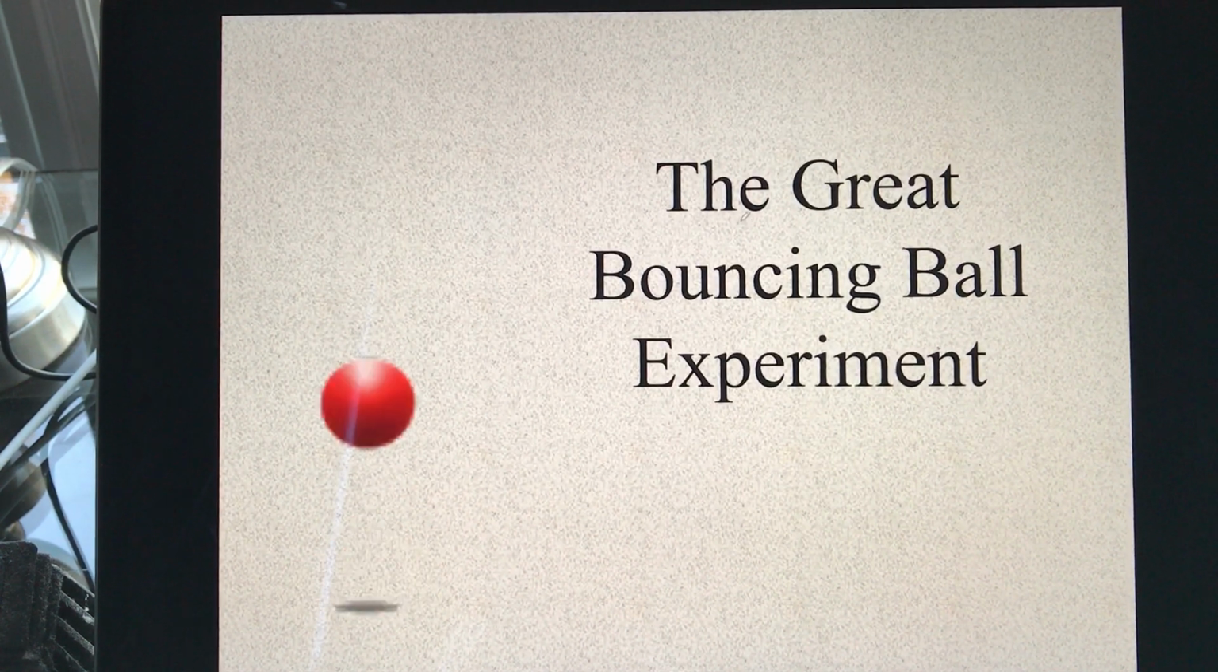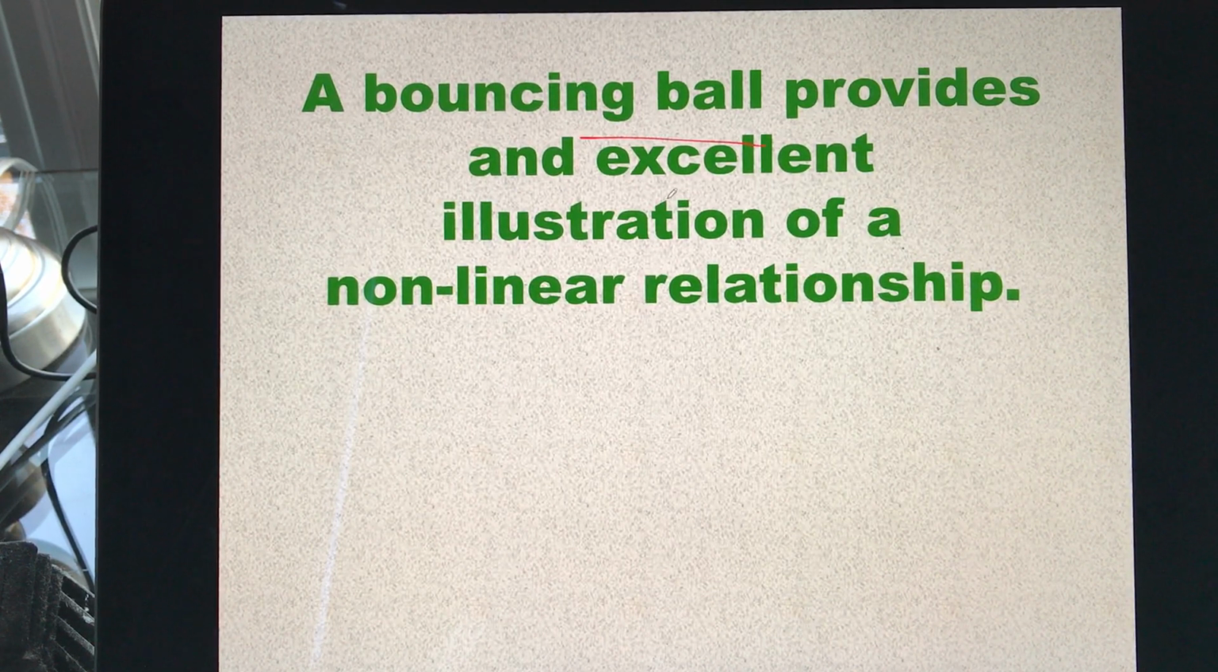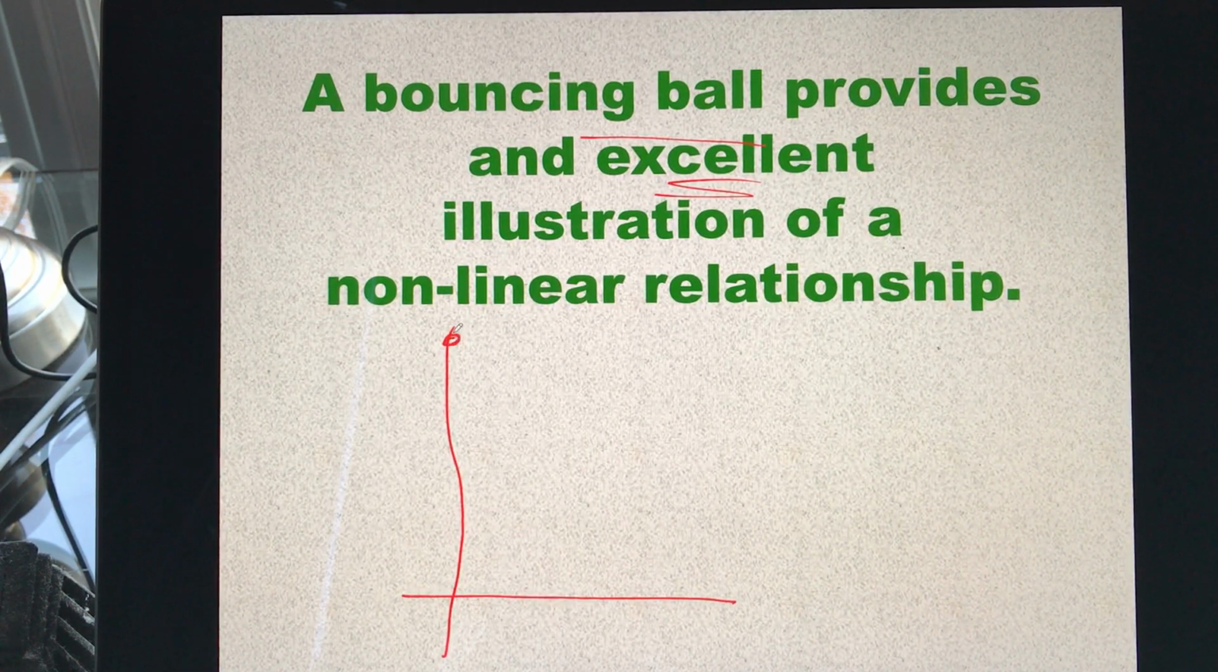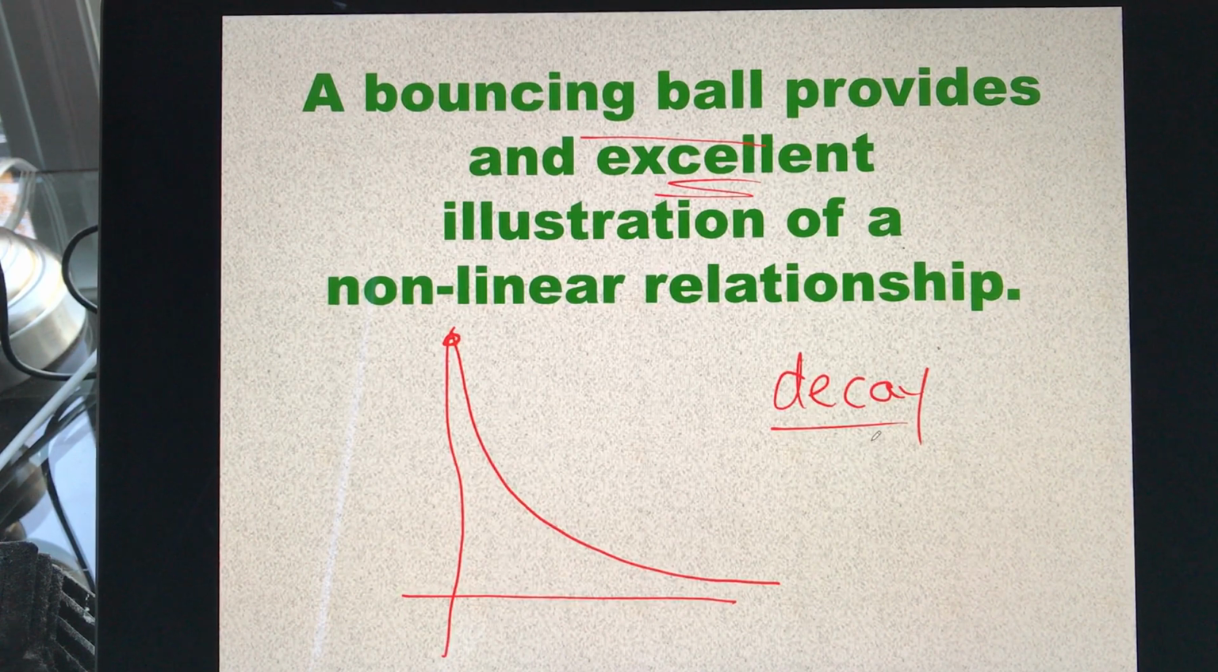So now we're going to talk about the great bouncing ball experiment. A bouncing ball actually provides an excellent illustration of a nonlinear relationship. When you collect your data after this lab, you should get this nonlinear curve. And this is obviously going to be an example of what we've been talking about these days. It's an example of exponential decay. So your graph should look something like this when you're finished.